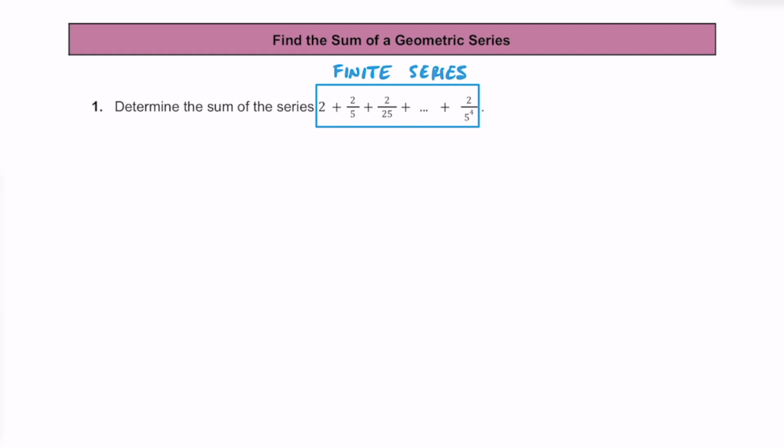We know that this is a finite series because we know that the last term of the series is going to be 2 over 5 to the 4th power. So once we identify that it is a finite geometric series, then there's a formula that we can use to find the sum of these first n terms.